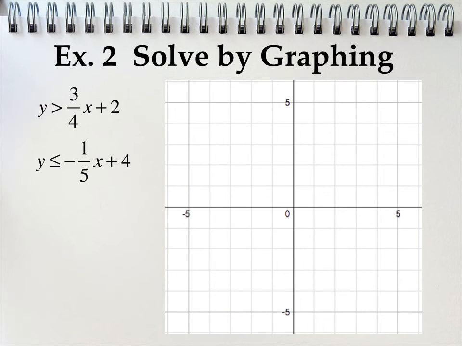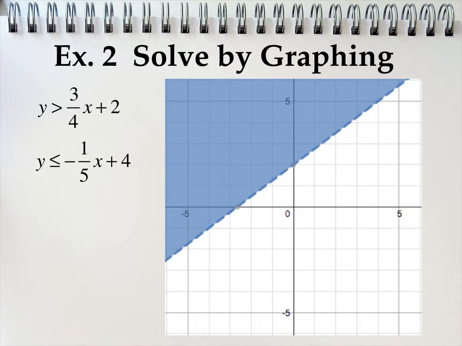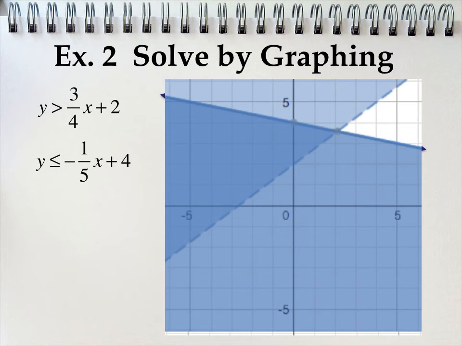Next example, we're going to solve by graphing, and here we have two lines in slope-intercept form. We'll do the dashed line and everything above it. For the bottom inequality, 4 is the y-intercept, the slope is -1/5, solid line and everything below it because it's less than or equal to. And that dark blue region is the solution region. Any point in that region is a solution to the system of inequalities. Any point outside that region is not a solution.